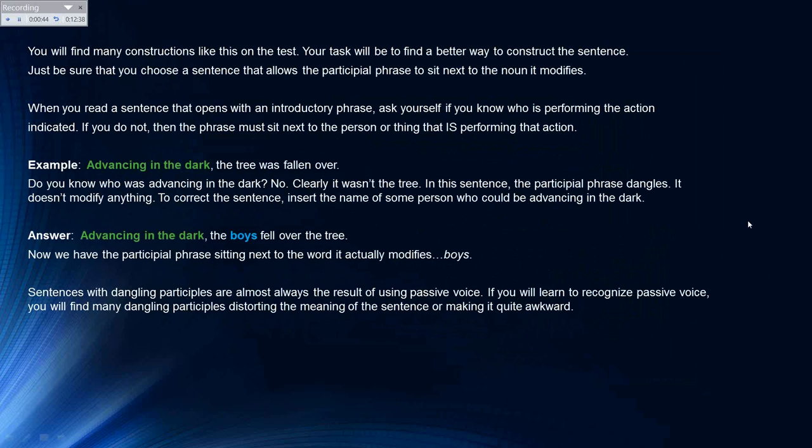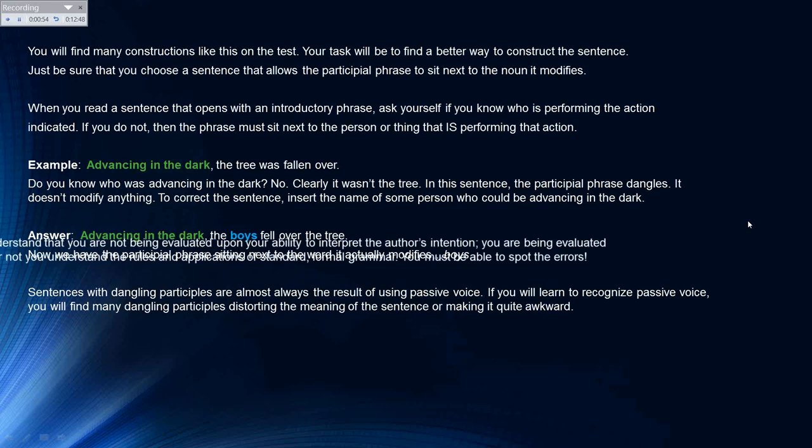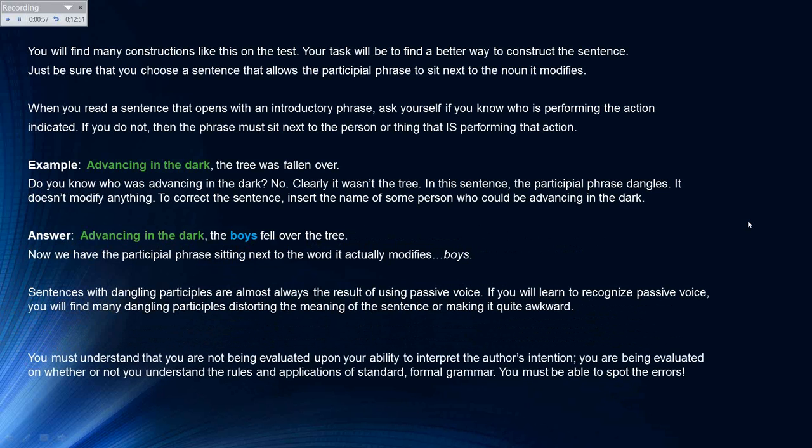Sentences with dangling participles are almost always the result of using passive voice. So now that you know how to use active and passive voice, let's try avoiding that error. You must understand, I'm going to tell you once more, that you are not being evaluated upon your ability to interpret the author's intention. You're going to be evaluated on whether or not you understand the rules and applications of standard formal grammar. You have to be able to spot the errors.